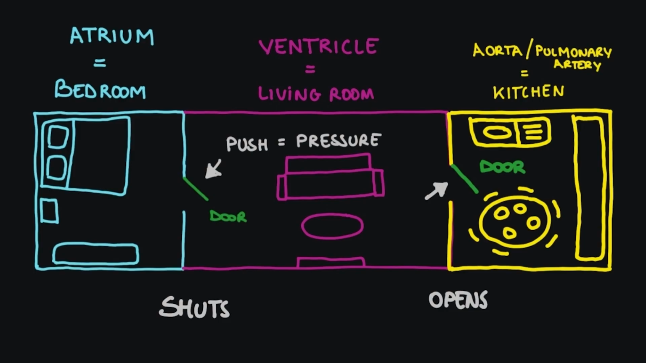We each push on our respective door at the same time. Mine, the door to the bedroom, simply snaps shut. Yours, the door to the kitchen, swings open and grants you passage. In the same way, as ventricular pressure rises in both chambers, blood is driven out into the aorta and pulmonary artery with no hint of backflow into the atria.